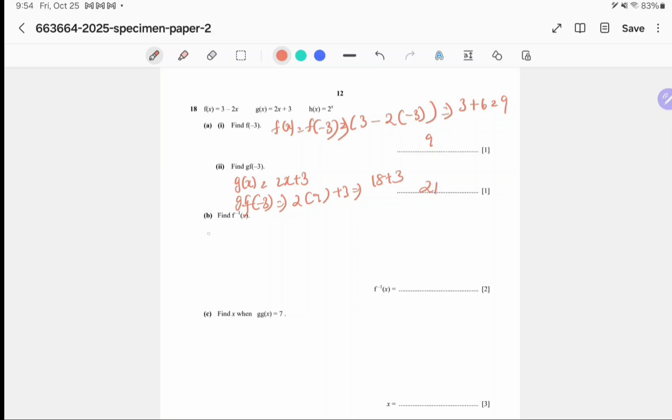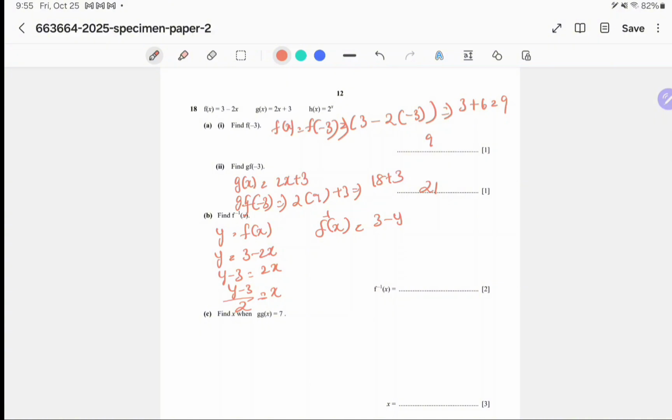Okay, now f inverse of x. How to find f inverse of x? Make the x subject first. So how will you make it? y is equal to f of x. Then for the inverse function, we will change the equation. Okay, so y is equal to 3 minus 2x. Now y minus 3 equal to 2x, or y minus 3 divided by 2 equal to x.